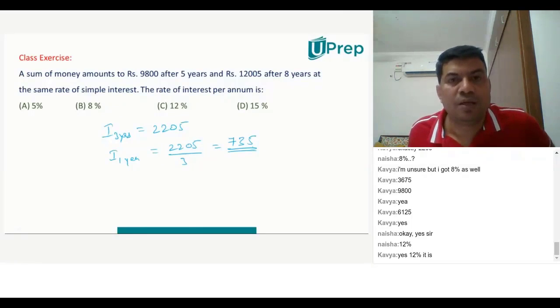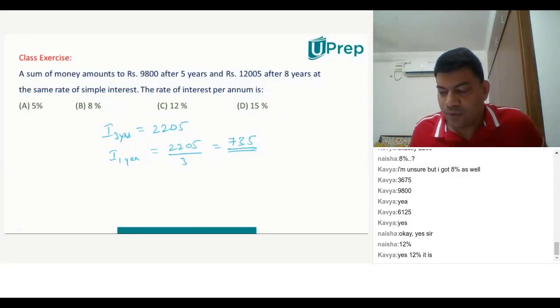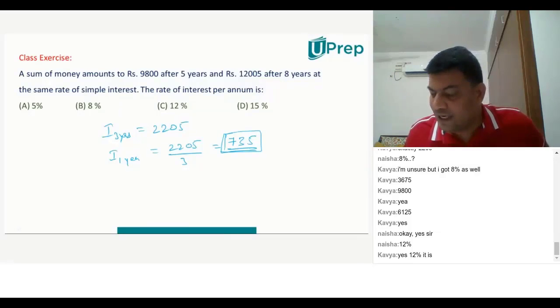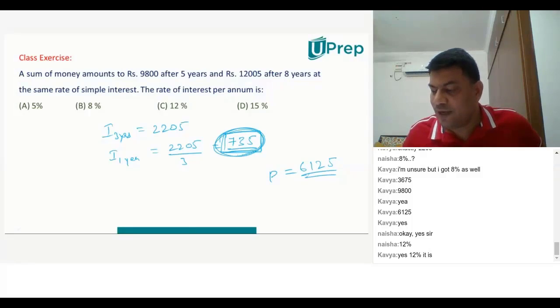So I was asking that in finding rate, you took 735 upon 6125. So why did we take 735? Okay, so what is the 735? You tell me what is 735? The interest for 1 year. So this is the interest that you're earning per year. Now, what is this 6125? So this is the principal. So this is the principal amount, and this is the interest that you're earning per year.